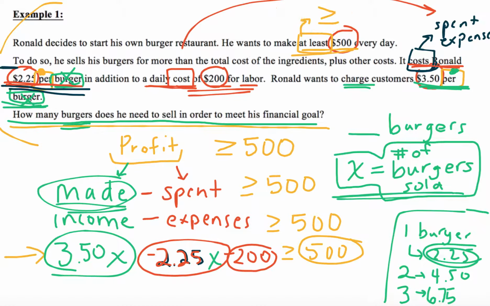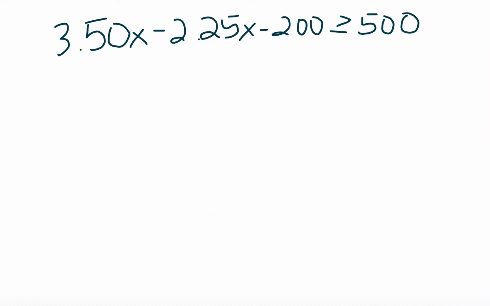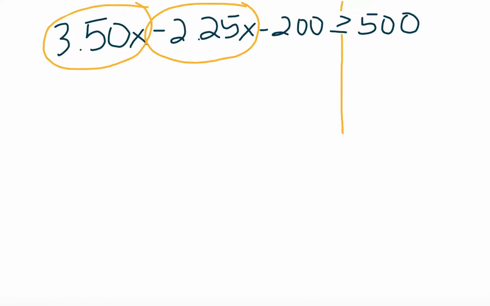Let's clear out our workspace a little bit. And now that we understand the inequality that we've created, we're going to solve it and use it to answer Ronald's question, how many burgers he needs to sell. I've rewritten that inequality on the next page to give us some more workspace. In this inequality, there are two sides, split in half by that inequality sign. On the left side, I notice there are like terms, 350x and negative 225x.